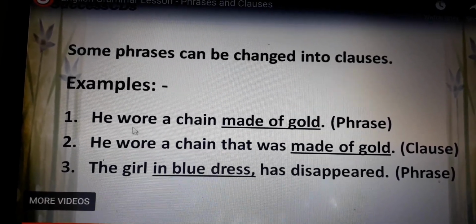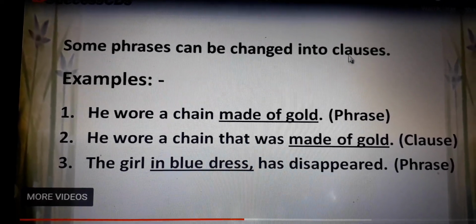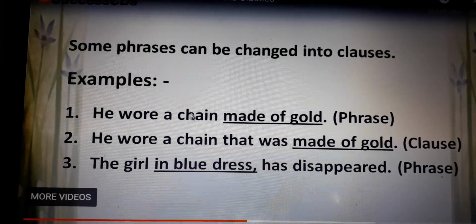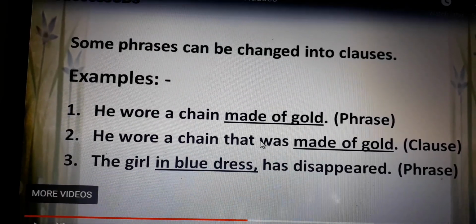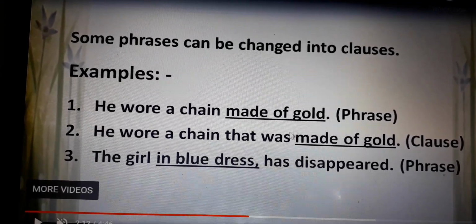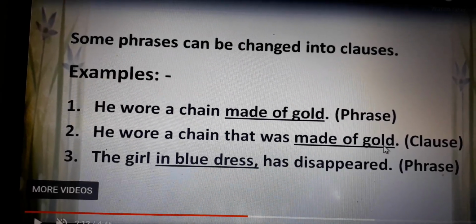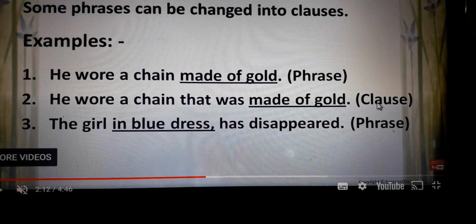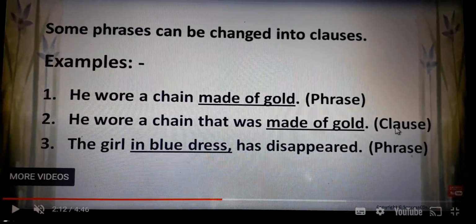Now how are we going to change this phrase into a clause? As we said, a clause has a subject and a verb, a subject and a predicate. See, he wore a chain that was made of gold. Now "that" is the subject here and "was made of gold" is a predicate here. So it will be converted into a clause. I hope this example is clear to you.